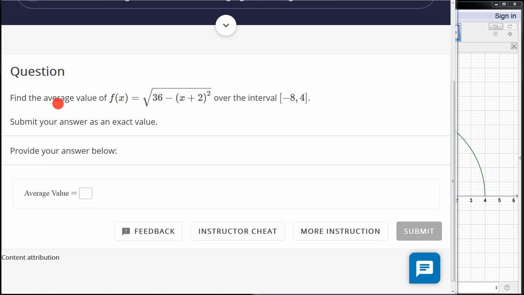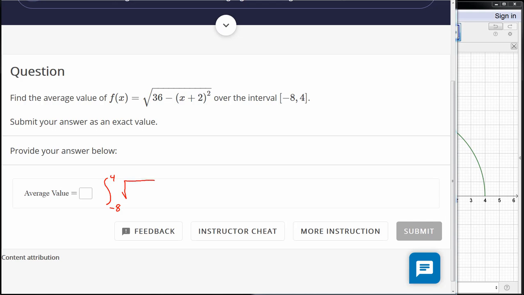And what we got here is an average value problem. So we're trying to find the average value of this continuous function over this interval. And so whenever you've got an average value problem, you should think, okay, we have a formula for how to find the average value. It's the definite integral over the interval, -8 to 4, of the function.